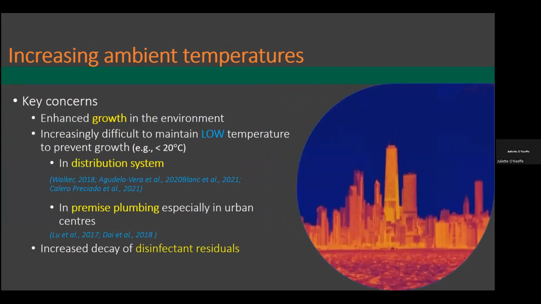The key concern with rising ambient temperatures is that enhanced growth in the environment and it becoming increasingly difficult to maintain low temperatures that prevent growth, sort of below 20 degrees Celsius, either in distribution systems or in premise plumbing, especially in urban centers, which are more affected by sort of urban heat island effects and that general warming. With rising temperatures, we also see increased rate of decay of disinfectant residual, which was one of the main control measures for these types of organisms in premise plumbing.